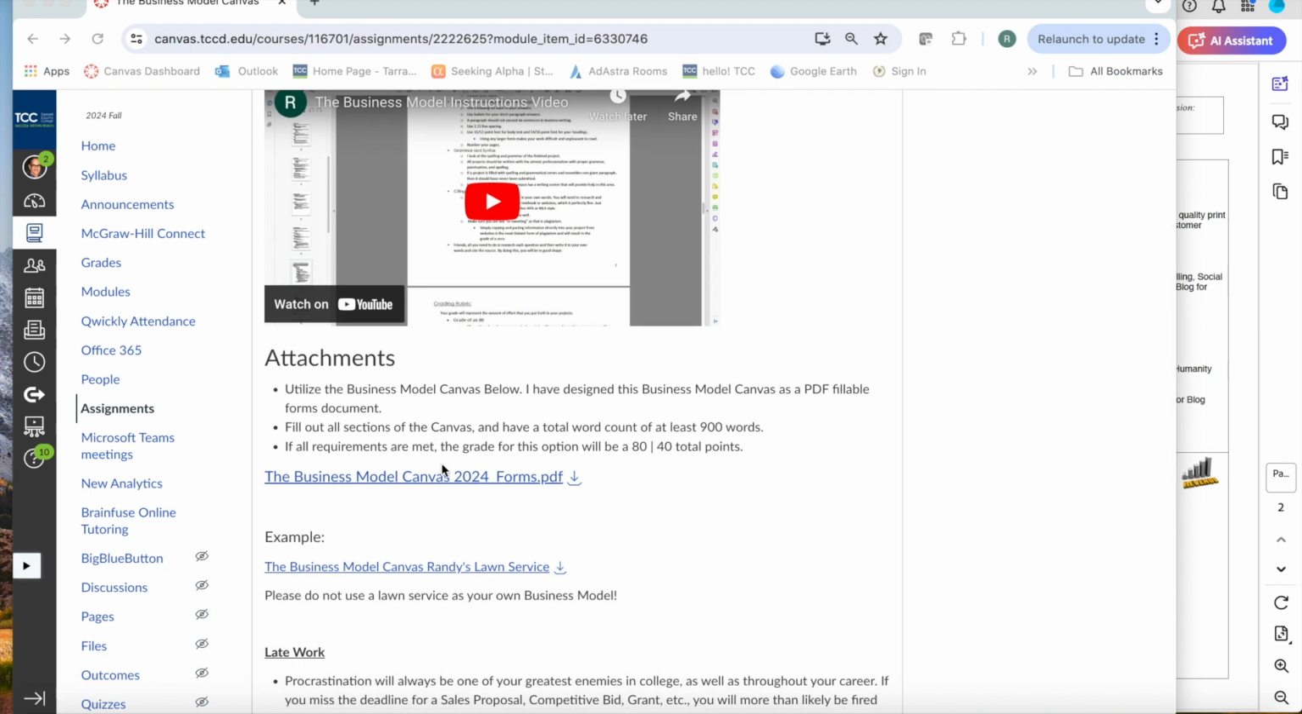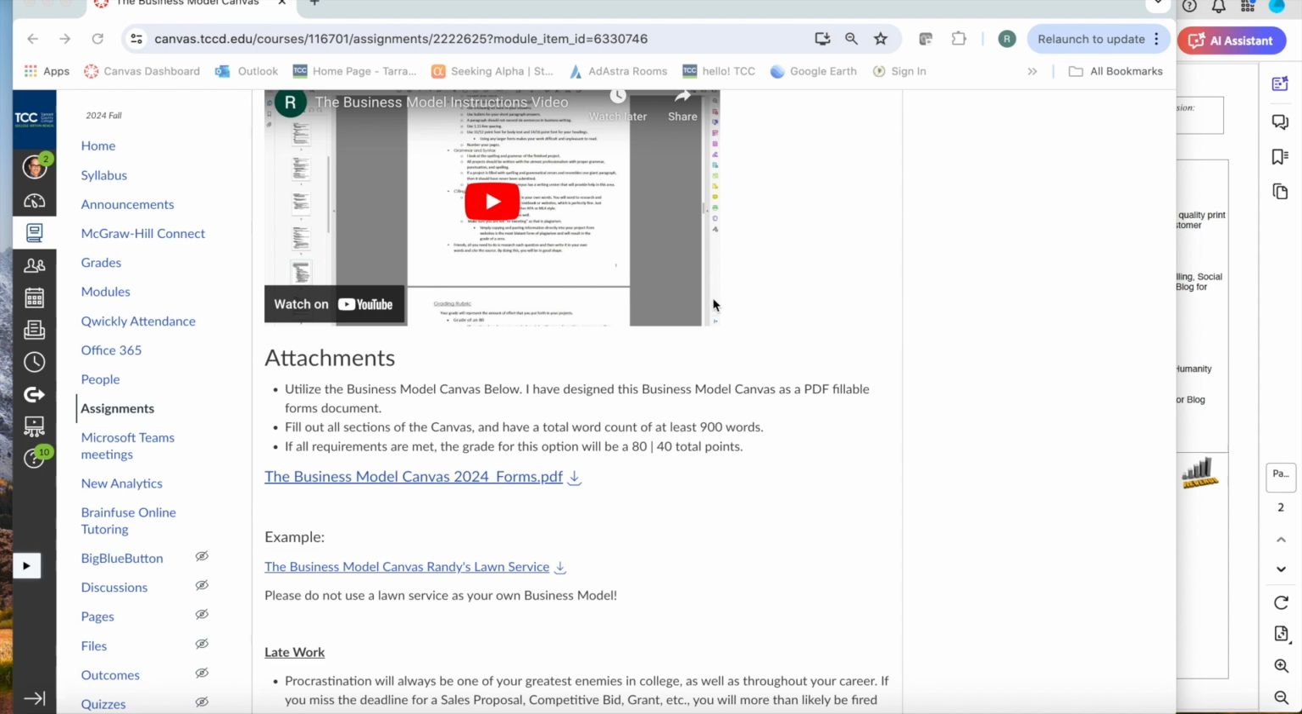All right, I've got a canvas for you. This is a forms document. It's a PDF, so it means you can type directly into it. All you need is Adobe Acrobat. Now that is the powerhouse of the Adobe suite. You can also get the Acrobat Pro, or you can just get the Acrobat, which is a free download. I've given you an example of how it would look as well.